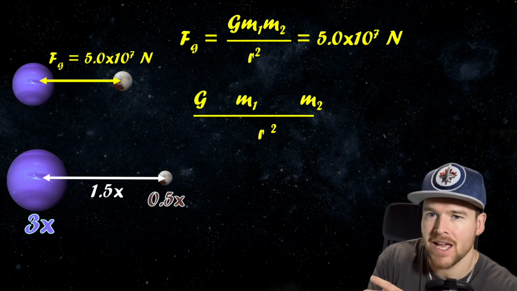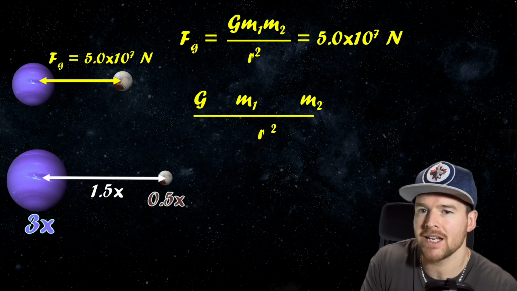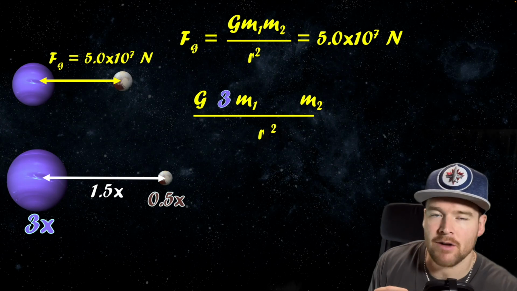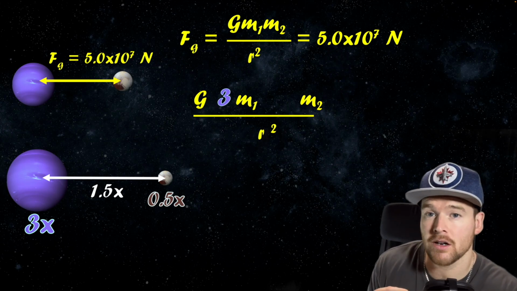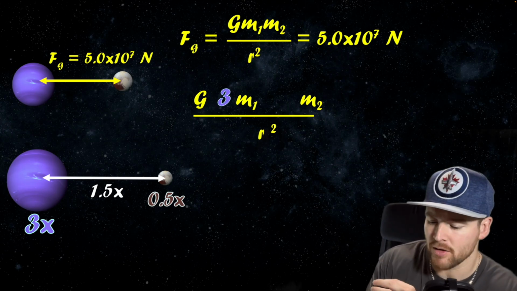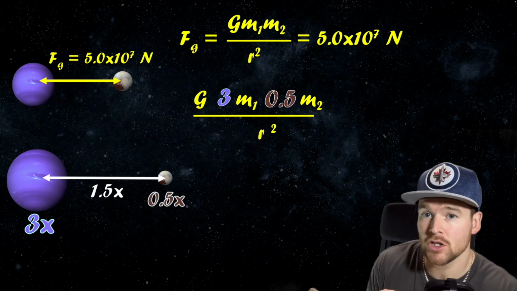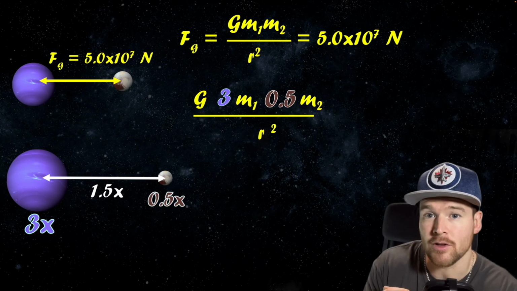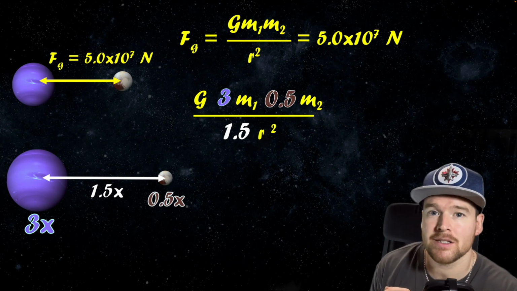I said space them out because now we're going to put in how much they've changed by. So I have my original mass, but now it's going to be 3 times larger for the planet. And I have my original mass for the moon, but that's going to be 2 times smaller, or half as big, so I put in 0.5. And the radius 1.5 times larger.